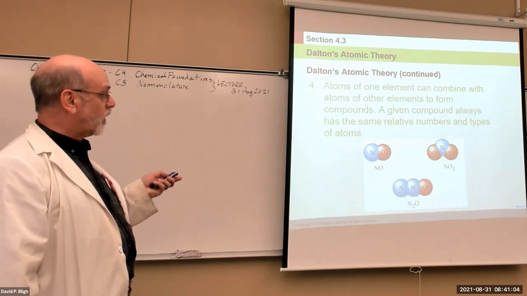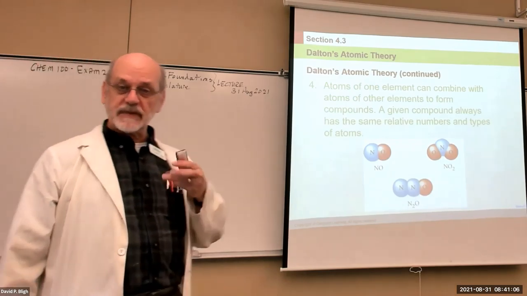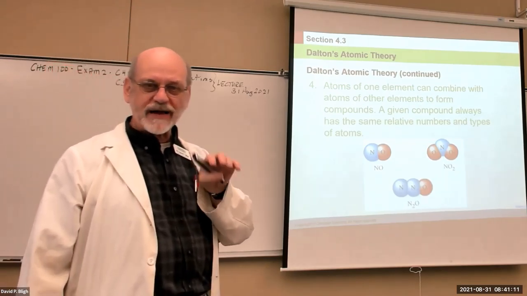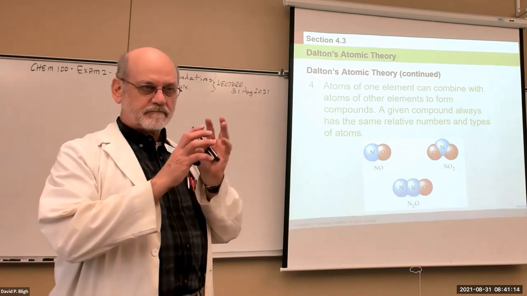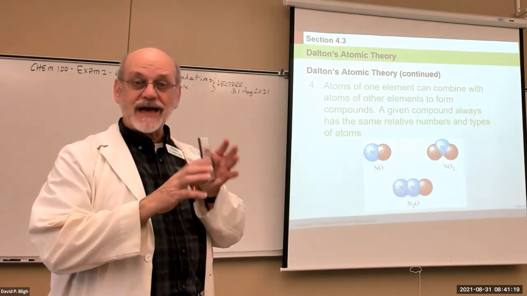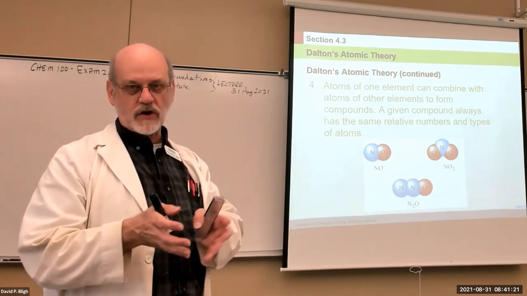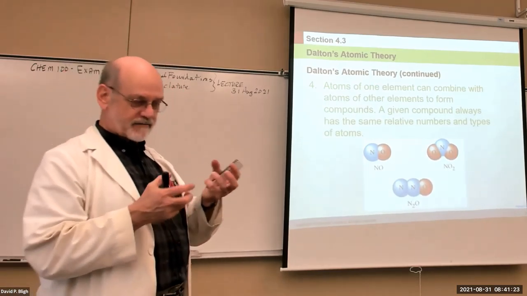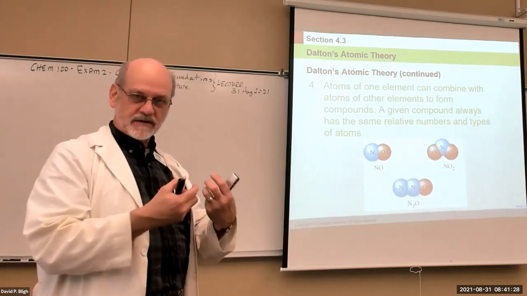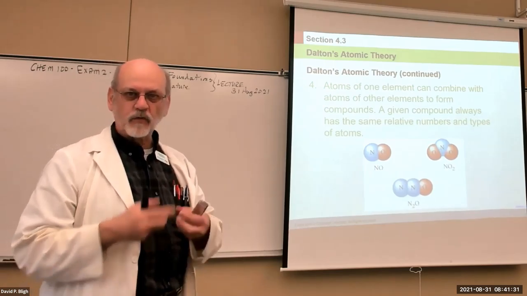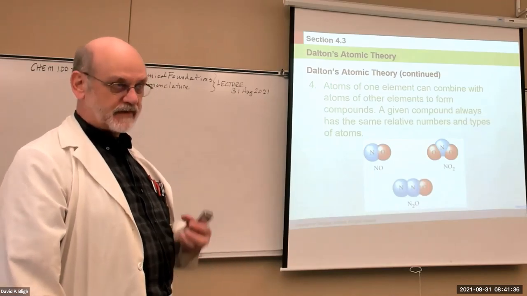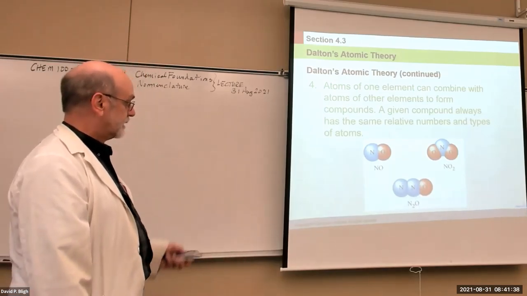He also proposed that atoms of one element can combine with atoms of another element to make compounds. So now he's getting at the heart of why compounds have definite mass ratios. That's because they have so many atoms of different elements combined with others. The ratio of atoms is what makes the mass constant and the composition constant.